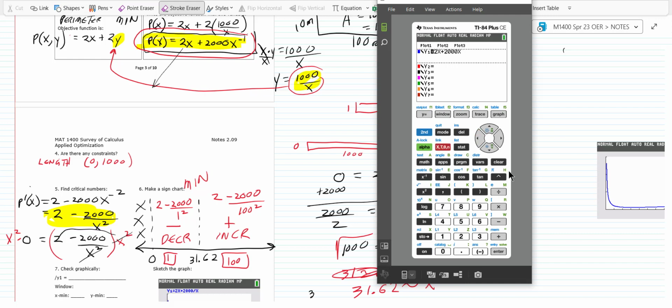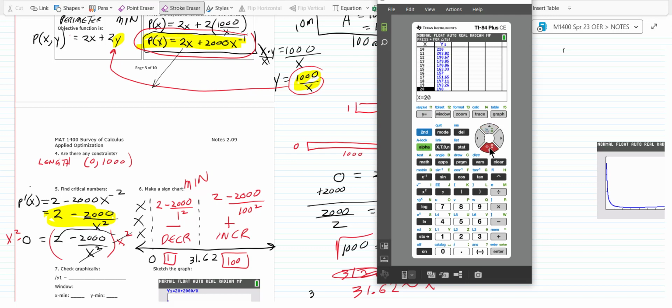Okay, so then we'll have x to the negative 1, like that. And for a window, first of all, 31.62 was the minimum. So I'm going to maybe just leave this at 100. And then for the y values, you need to look at your table of values. If you look at the table, you'll find that when x is 1, I've got 2,000 approximately.